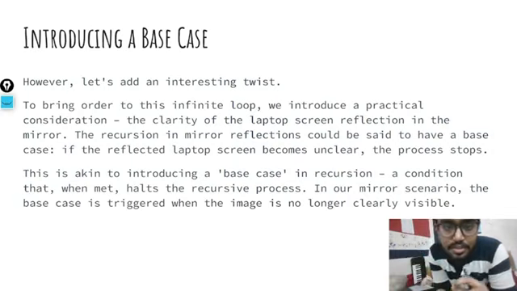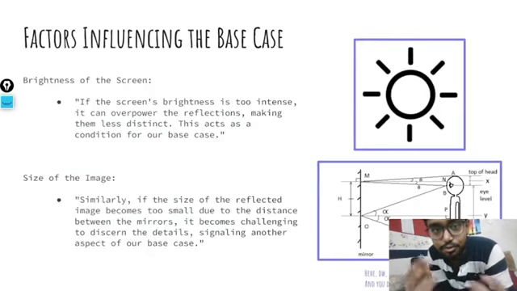This is akin to introducing a base case in recursion, a condition that when met halts the recursive process. Alright. Now there are 2 factors influencing the base case. This is the sun, which represents brightness, and this is just an image I put to scare you away. Here, don't worry, this image is just for humor purposes. So yeah, brightness of the screen.